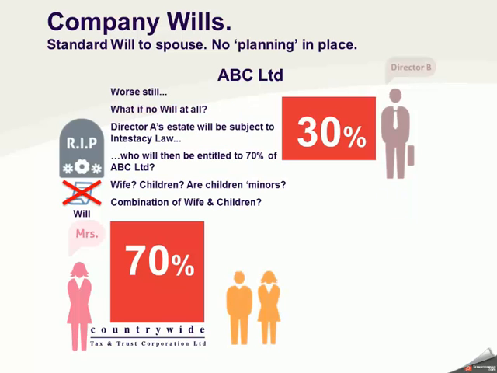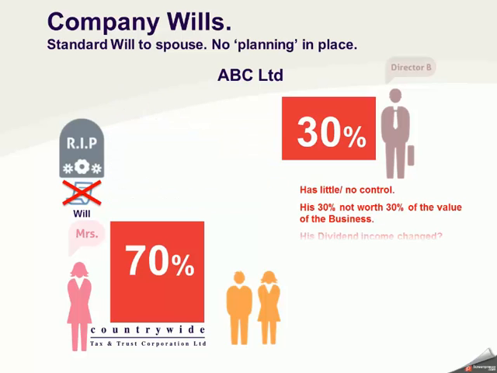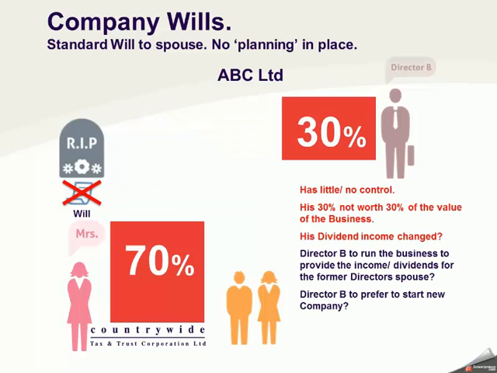Again, we have the implications as previously covered in terms of intestacy as well. In terms of Director B, of course, as you can see, he has little or indeed probably really no control at all. His 30% of the business is also probably not worth 30% of the value of the business, so that's something to be mindful of as well. And of course, the implications on the dividend income could well indeed be changed. So there are significant points all around here.